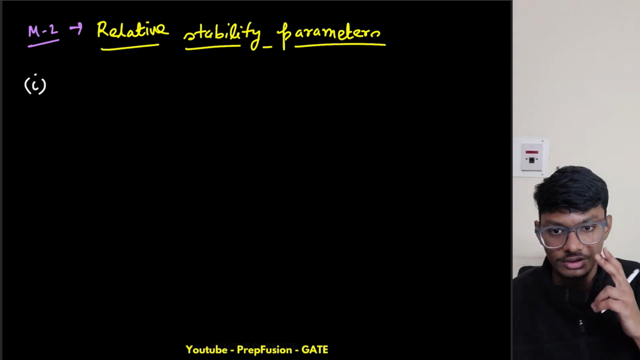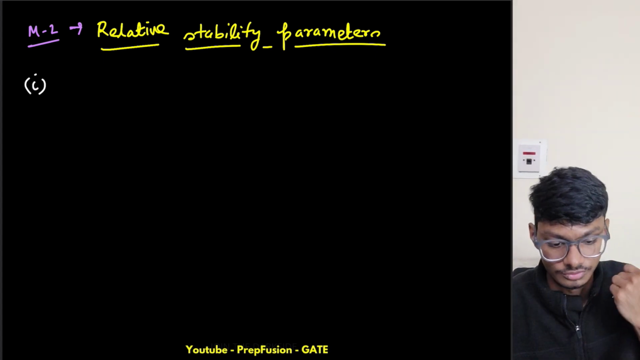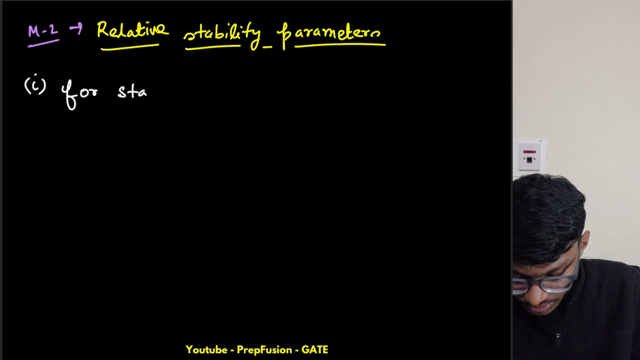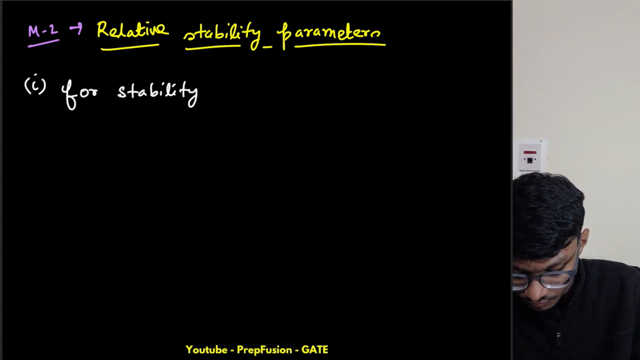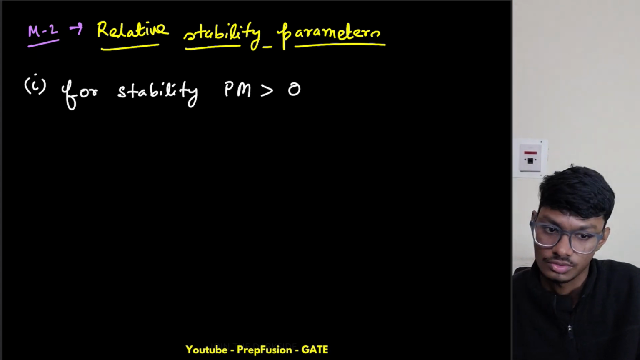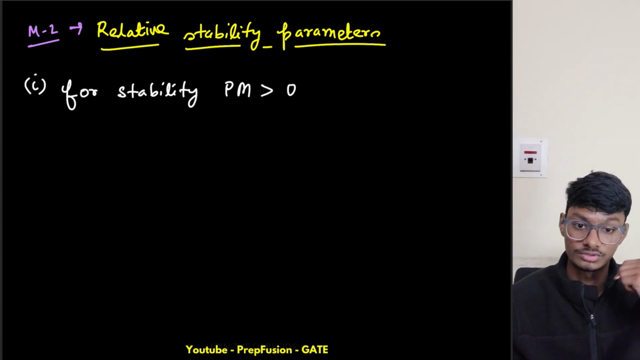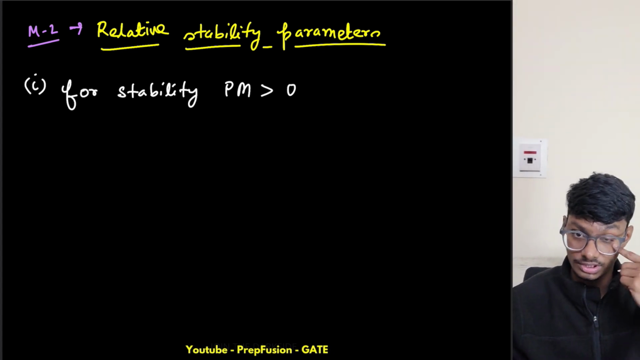We can solve this using two things, the phase margin and gain margin. So let's solve this using phase margin. What is the condition for stability? Phase margin should be greater than 0, and gain margin should be greater than 0. So let's first solve it using phase margin, then we will solve it using gain margin.